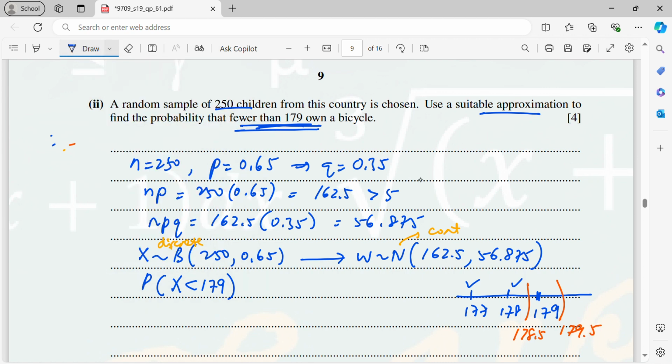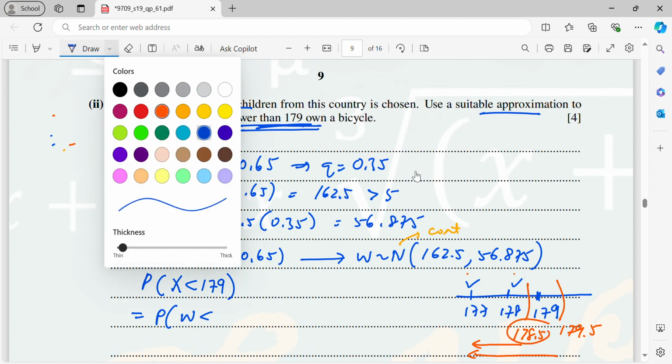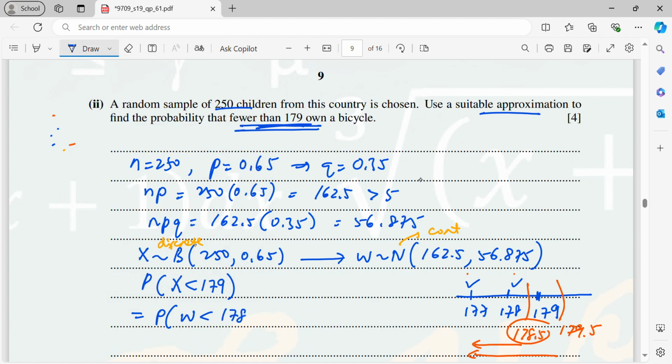Now, when you look at the question here, this is x less than. So when we convert, it will be w less than. So follow the sign. When less than, obviously it is towards the left side. So now I have to choose whether it's less than 178.5 or less than 179.5. So obviously, to include these two ticks, I have to choose less than 178.5. That is how we decide whether you plus 0.5 or you minus 0.5 from the given x value when you are using normal approximation to binomial distribution.